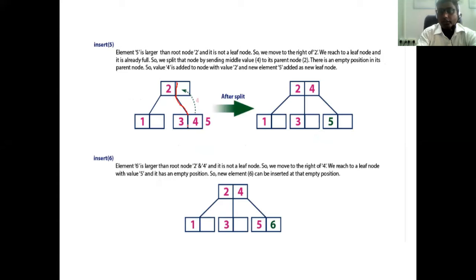Okay. Now 3, 4, and 5. 5 will be here, but 3 and 4 are already present in this particular node. We cannot store the number 5. So now what we have to do? We have to split it. So how are we going to split? 3, 4, 5, these are the three values.